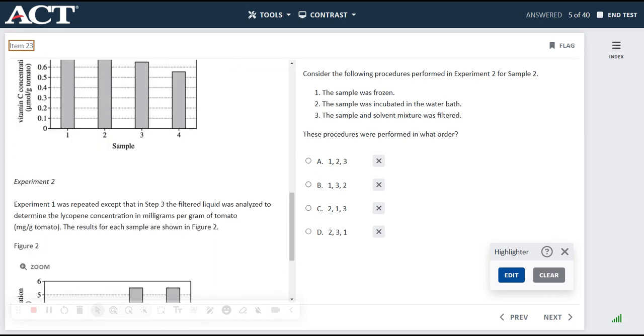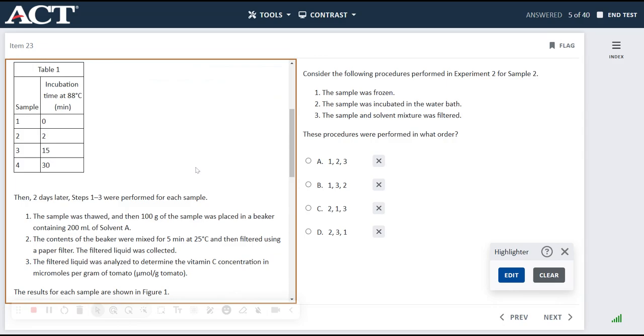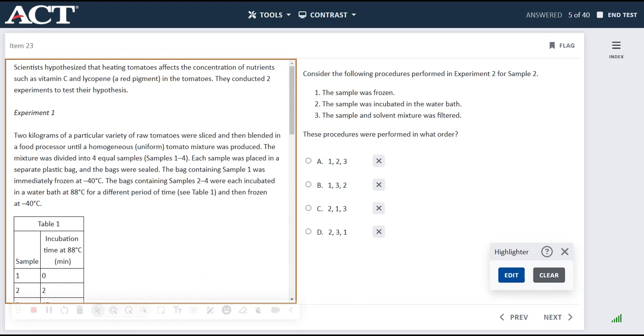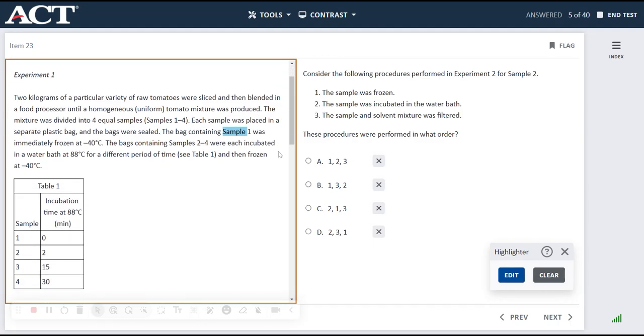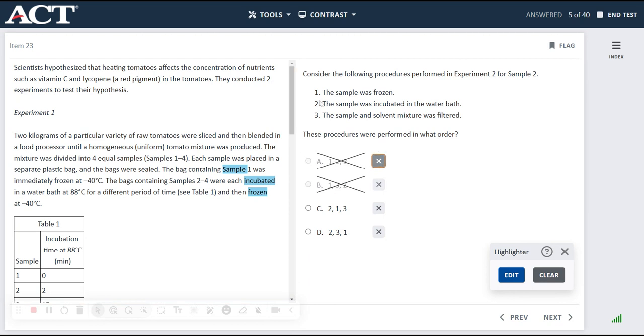And the last one, consider the following procedures performed in experiment 2 for sample 2. Okay, so the sample was frozen. No, the only one that was frozen first, because they repeated the experiment, remember, was sample 1. So that one's not it. So we've really just got to look back at the procedures in experiment 1. The sample was incubated in the bath. They were incubated, and then they were frozen. So incubated, then frozen. So 2 has to be the correct one first. They didn't do 1, sample was frozen. We eliminated that already. They froze it secondly, so 2, then 1, so C.